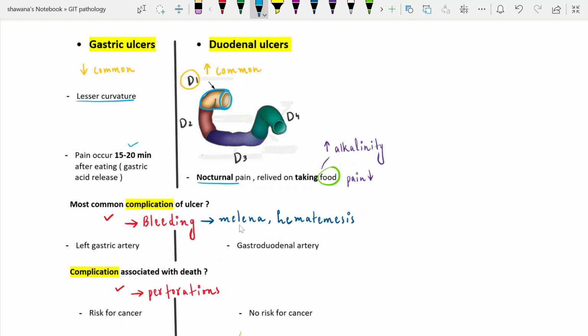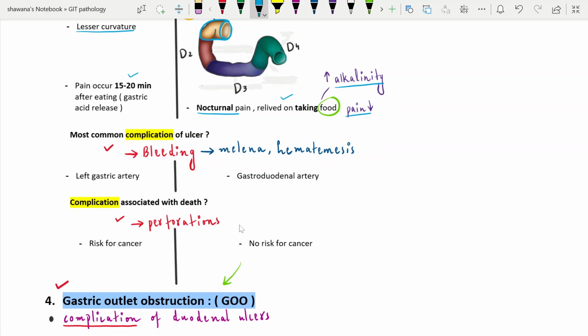And paradoxically to gastric ulcers, duodenal ulcers are relieved on taking food, because our food contains some alkalinity, and it will neutralize the acidity, and the pain would be relieved in that context, right?